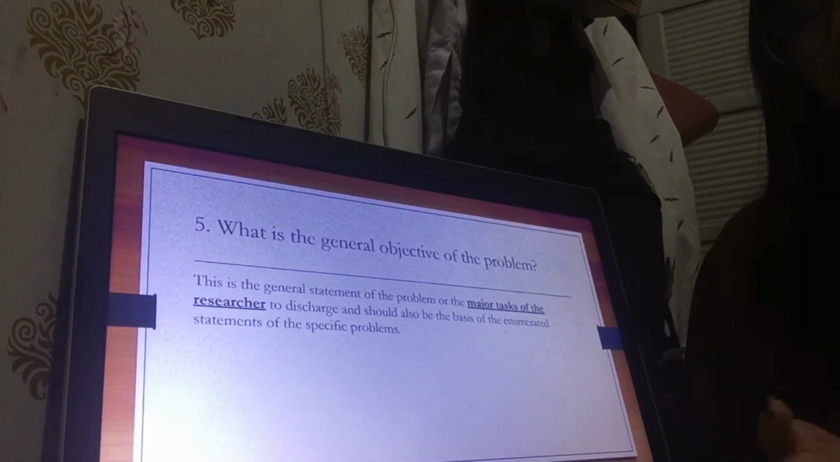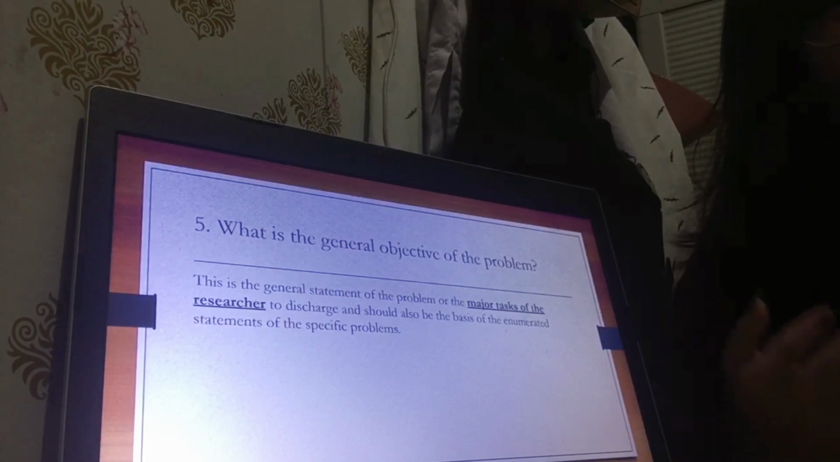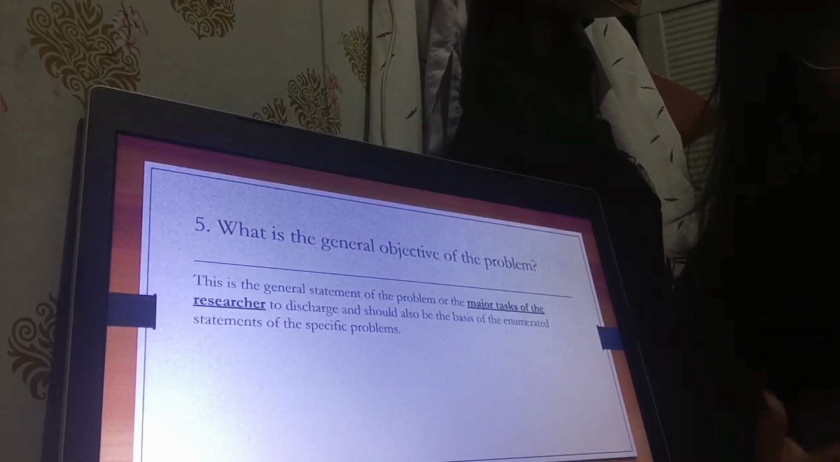What is the general objective of the problem? So, the general objective is basically what you're trying to figure out or accomplish in your research. It's like the main goal or the big question you're trying to answer.